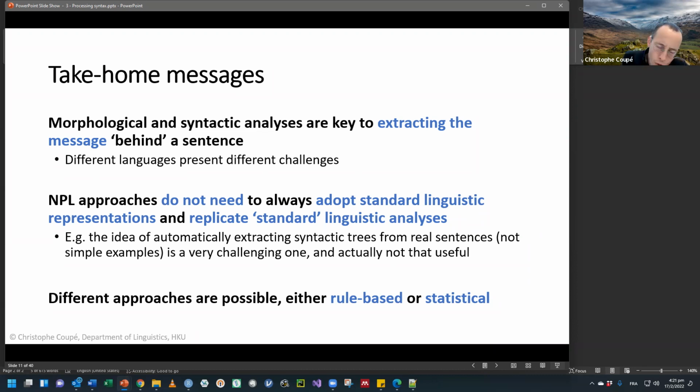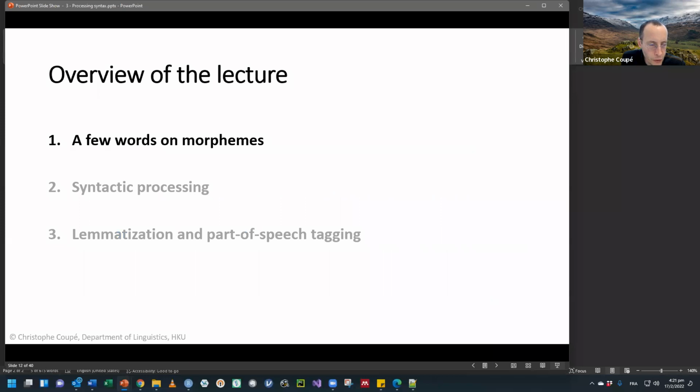And you have different approaches which are possible. Some are based on rules, some are based on statistics, as in many other subfields of NLP. So that's what I would like you to keep in mind, plus learning how to do that with R. Not very difficult to do. So that's what I want to do.